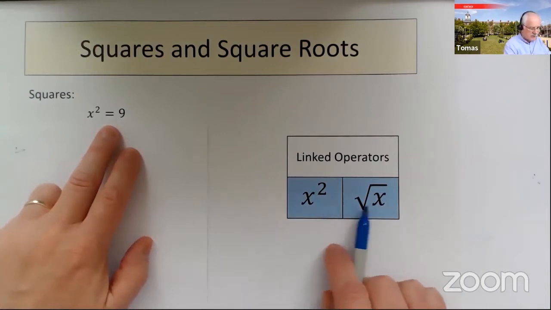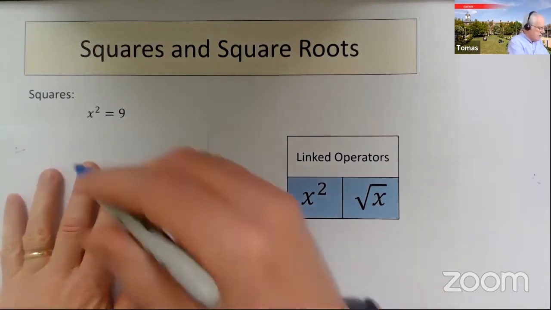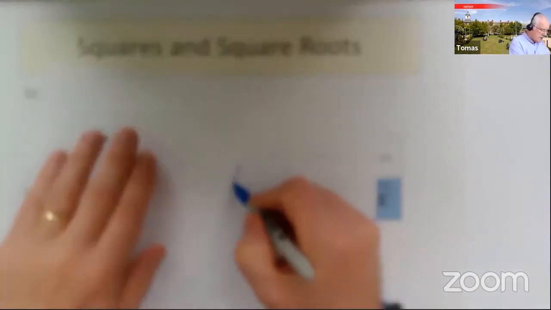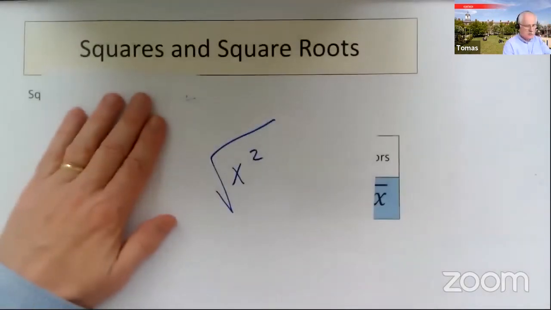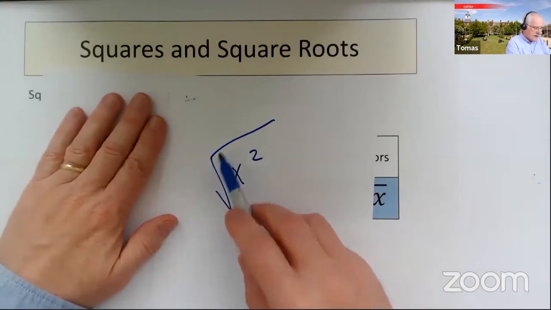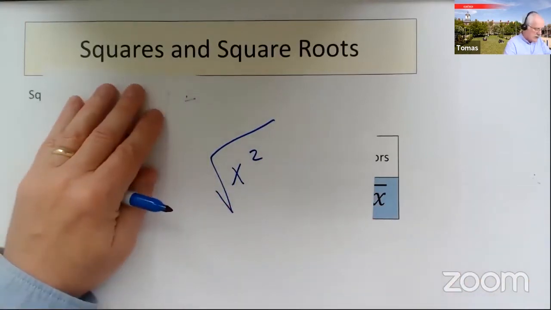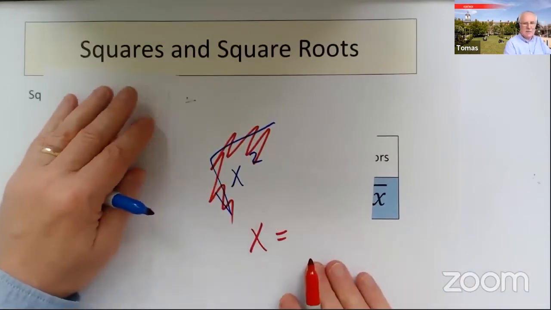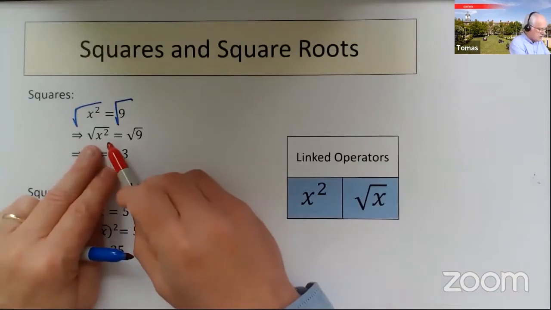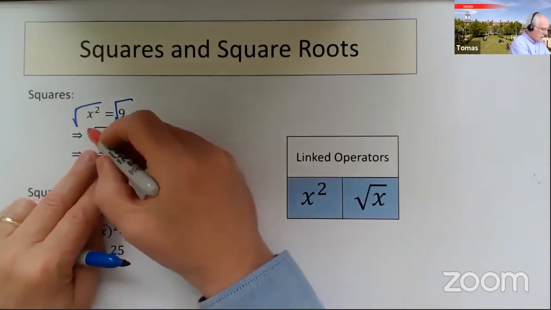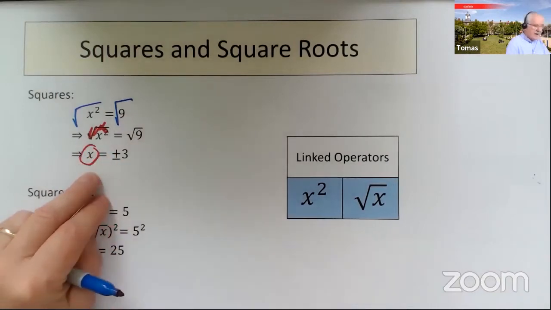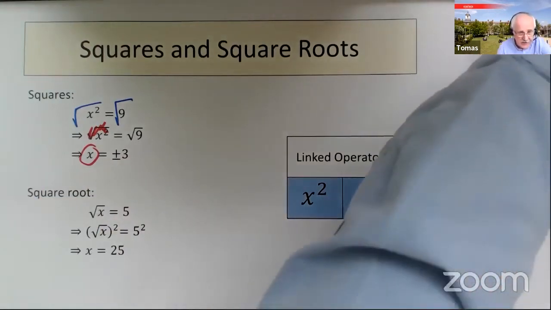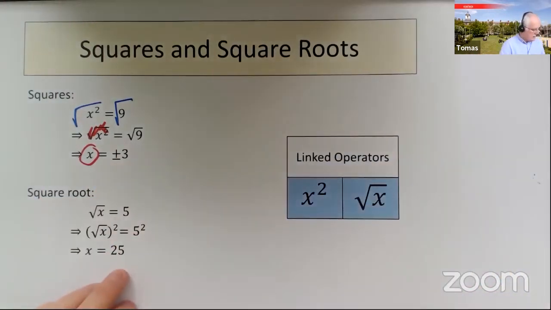Well, the linked operator here says the opposite is the square root. So if I were to take the square root of this, it would be the square root of that. So instead of x squared, I get the square root of it. The only reason I put in the square root is because the square root cancels the square, and I'm just left with the x in the middle. So the square root of x squared is the square root of 9. They'll all cancel. I'll just be left with the x, and the square root of 9 is plus or minus 3. Minus 3 by minus 3 is plus 9, and 3 by 3 is 9.